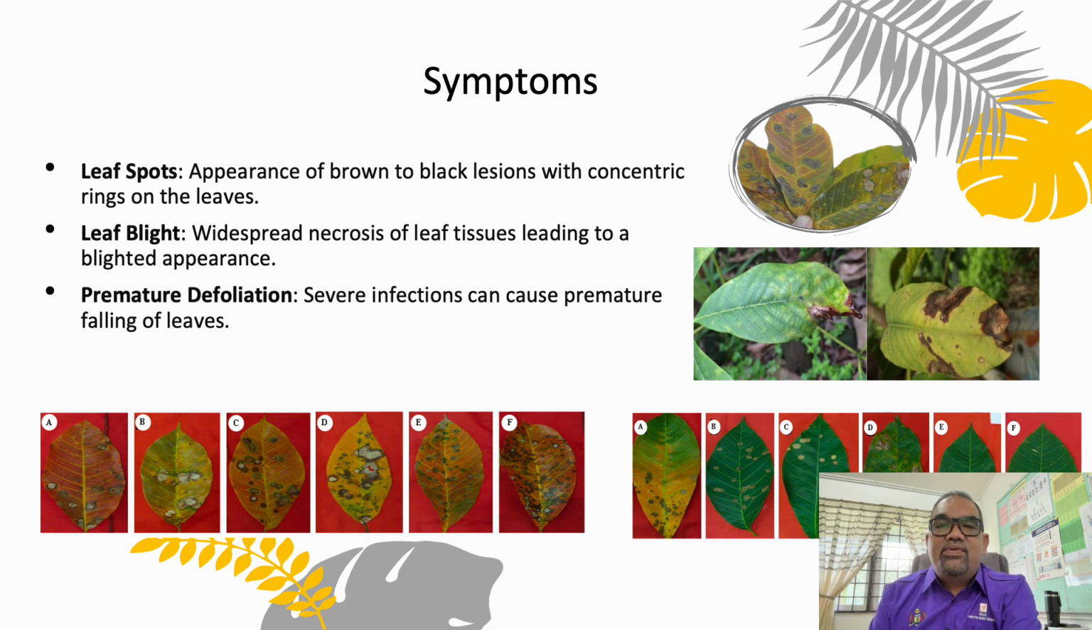This premature leaf drop can have significant repercussions for the health and productivity of the tree, as it loses its ability to photosynthesize effectively, impacting growth and latex production.